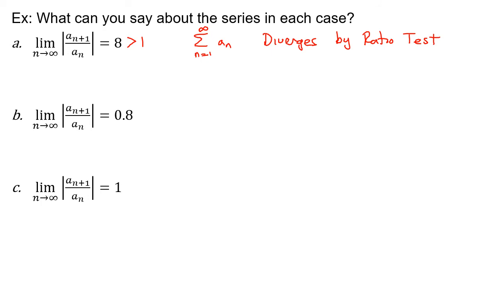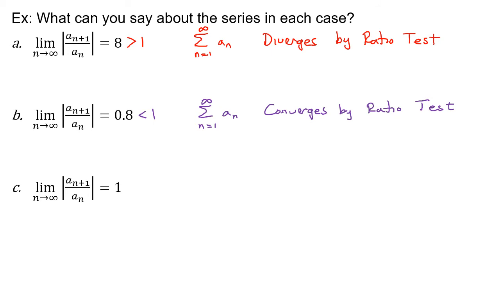Likewise, on part B, since it's 0.8, that's less than 1. So that would say that our series for the sequence a sub n converges by the ratio test. Basically, if you're less than 1, you'll converge. If it's bigger than 1, you will diverge.